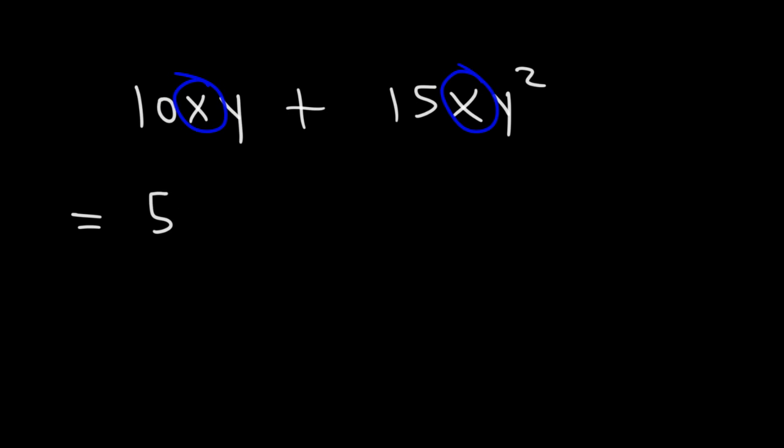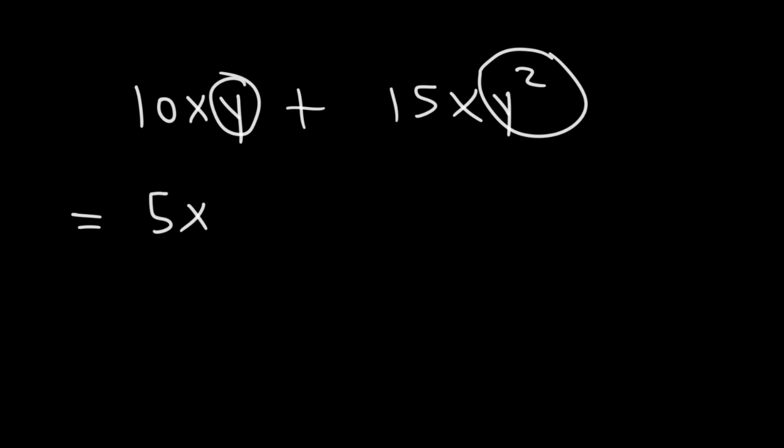Now let's try an example with multiple variables. 10xy plus 15xy squared. Go ahead and factor that expression. So what is the GCF between 10 and 15? Let's take it one step at a time. The greatest common factor between 10 and 15 is 5. Now, both monomials have an x variable, so we can take out an x. Now, what is the GCF between y and y squared? It's going to be the smaller of the two. It's going to be just y.